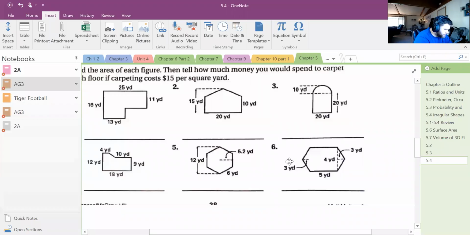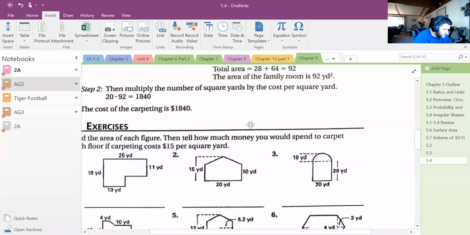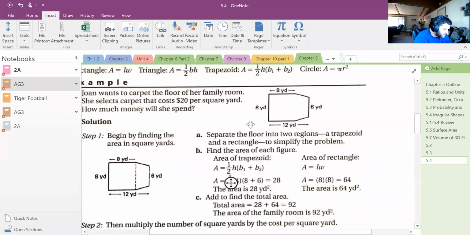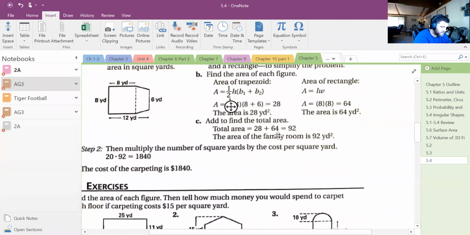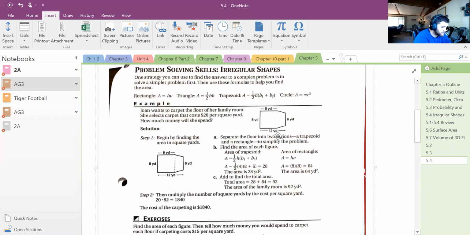Okay, here we go. 5.4. We did 5.3 yesterday or today. I guess it's today, so it's still Wednesday. So it's Thursday now for you guys. We're going to learn 5.4, and then we're going to have a Delta Math quiz tomorrow over the short chapter 5. Okay. Once again, I'm just going to use the homework to teach off of.